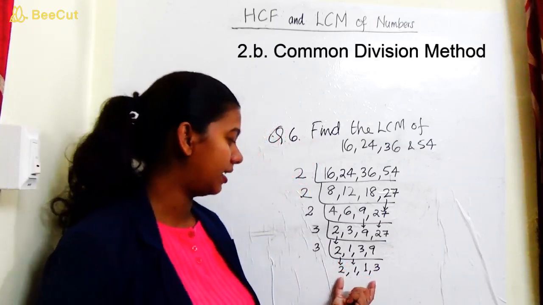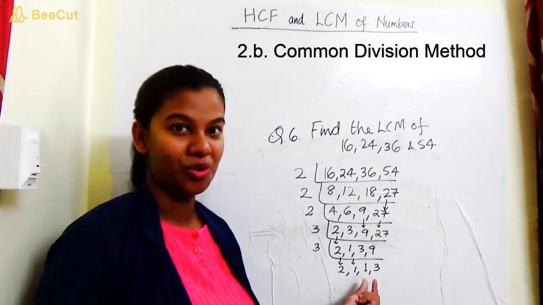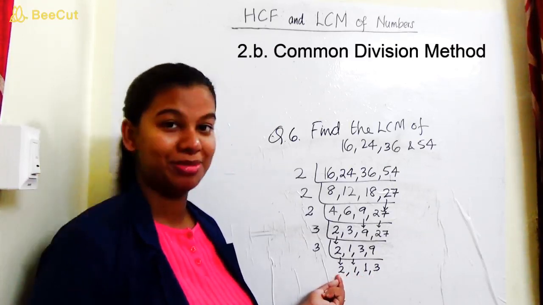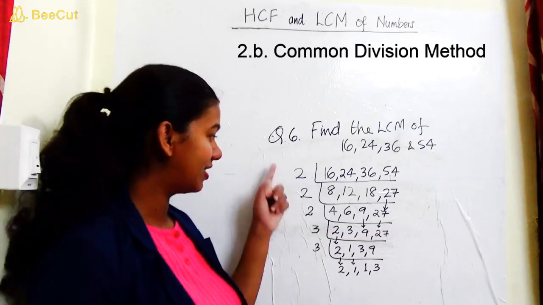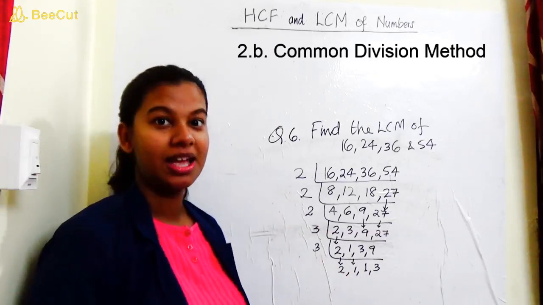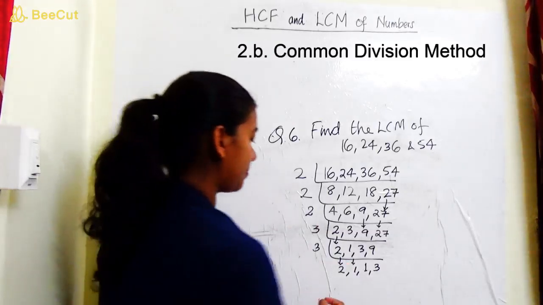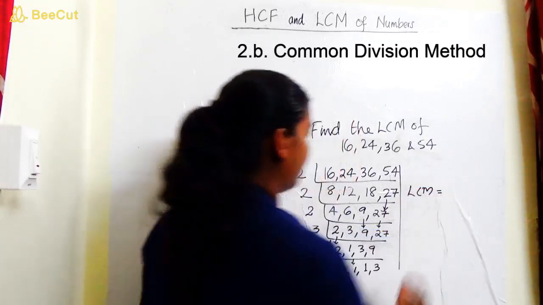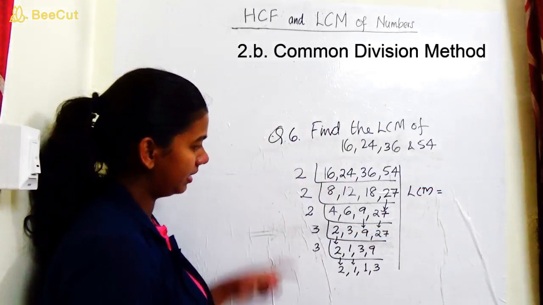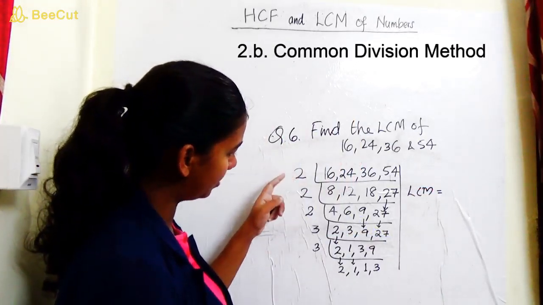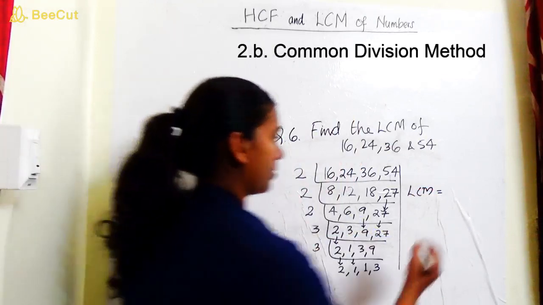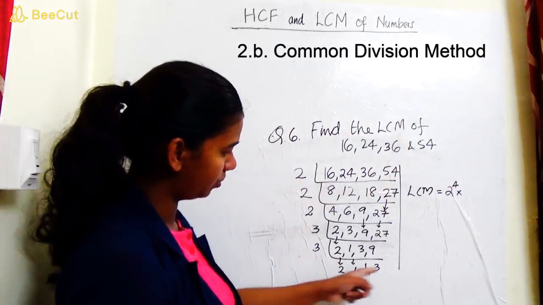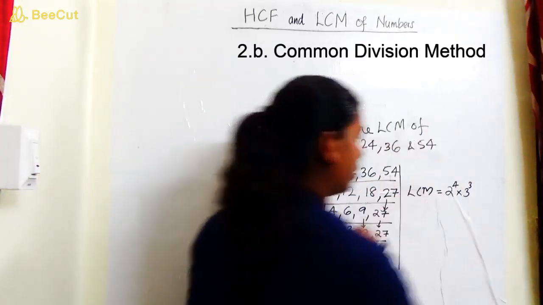Now can I divide any 2 common numbers? No, because the prime number 2 will divide only 2, and the prime number 3 will divide only 3. So we have completed this. Now how to get the LCM? The LCM will be the product of these divisors. How many 2s are there? 1, 2, 3, 4. 2 raised to 4, into, how many 3s are there? 1, 2, 3. 3 cubed.